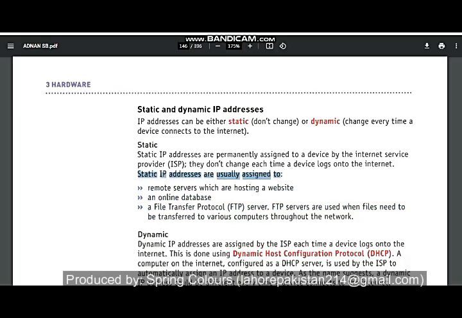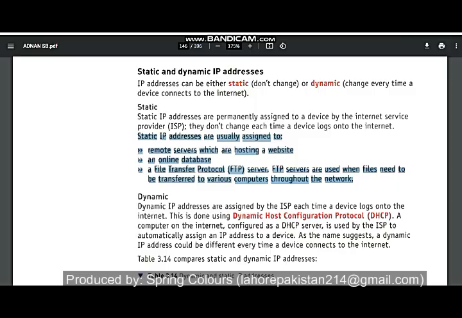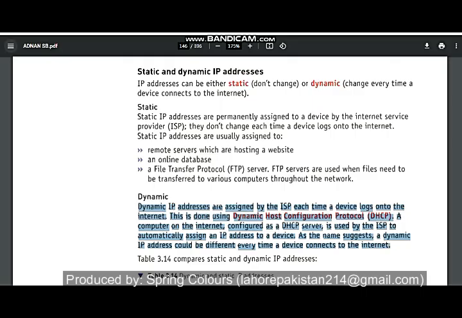that static IP addresses are usually assigned to remote servers which are hosting websites, and they provide online databases, and they use file transfer protocols. These 3 points can be written for the purpose of static IP addresses, and for the purpose of dynamic IP addresses, you can write that the dynamic IP addresses are assigned by DHCP server every time a person connects to the internet.